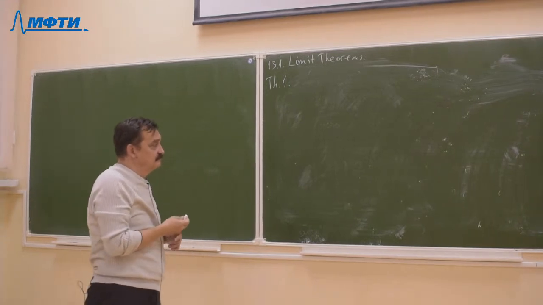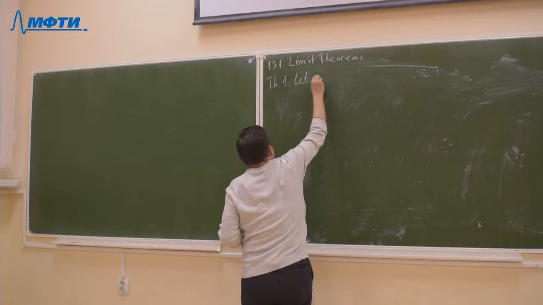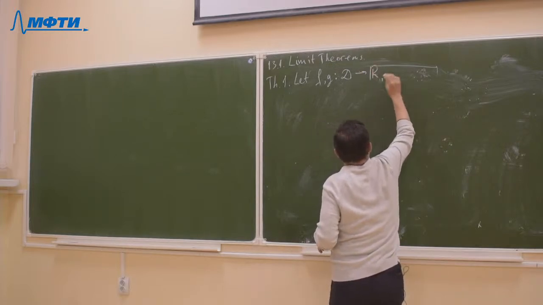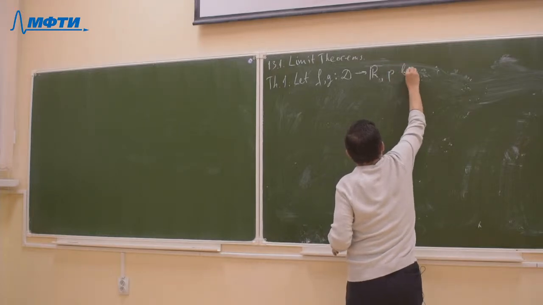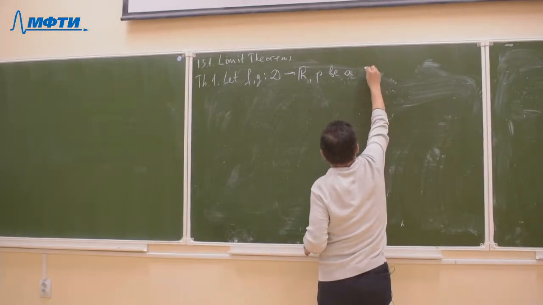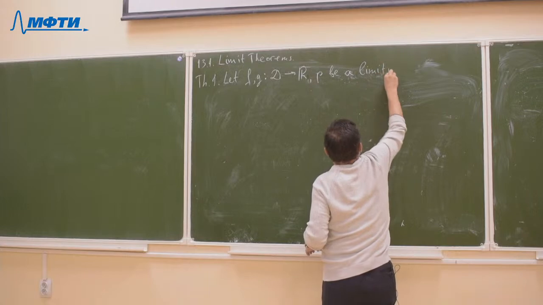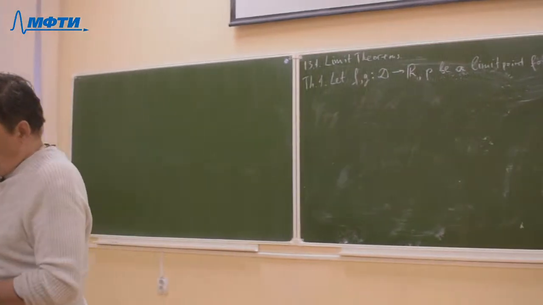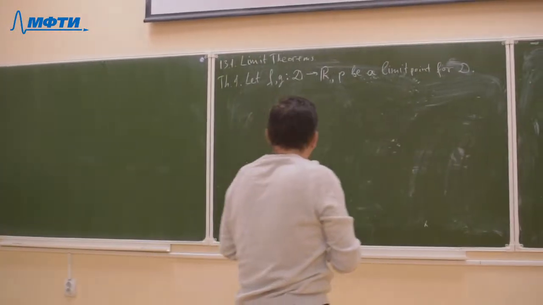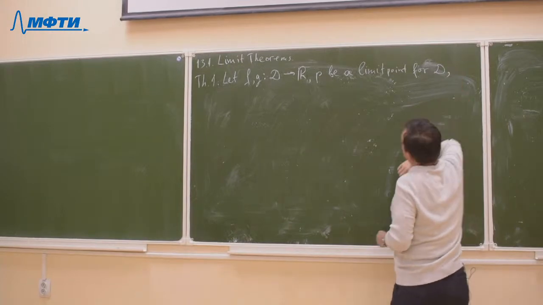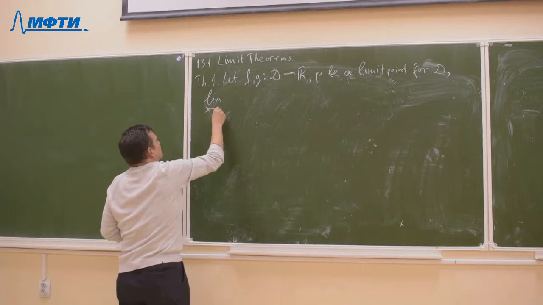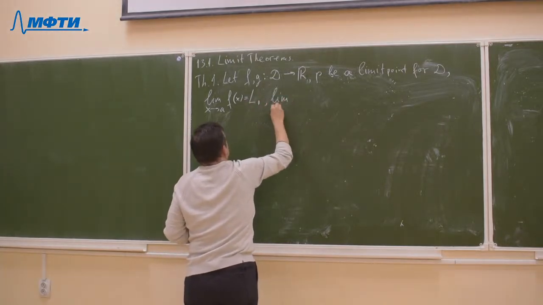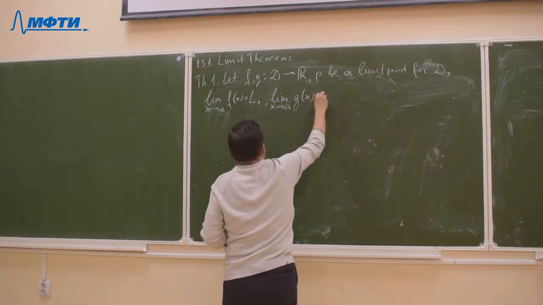But of course, we should write down necessary conditions. So let f, g from D to R, let point P be a limit point for D. And also we suppose limit as x tends to a of f of x equals L1, and limit as x tends to a of g of x equals L2.